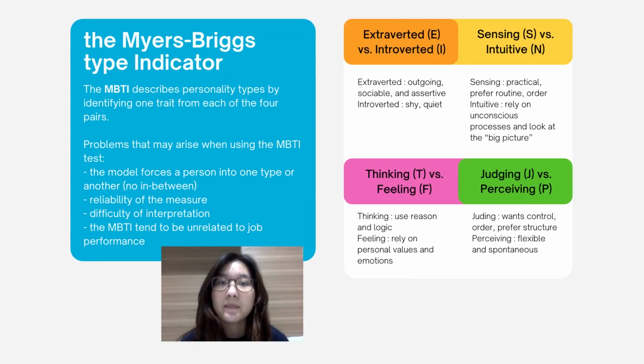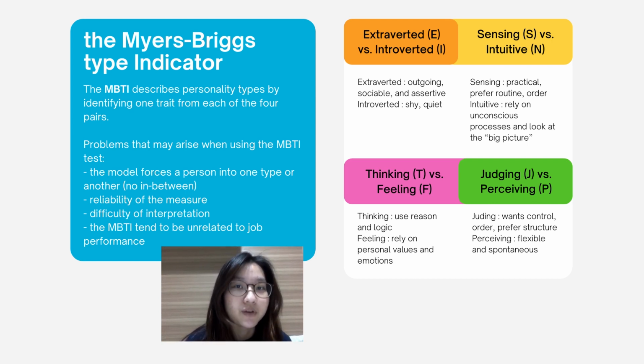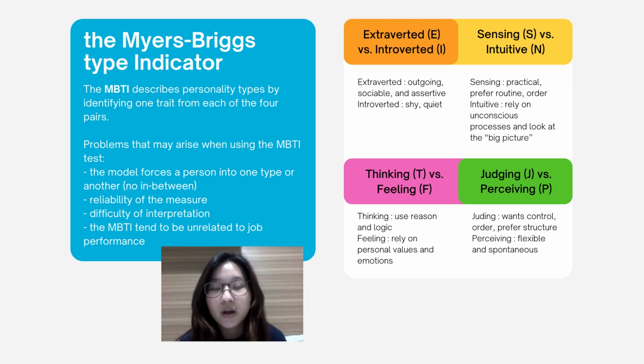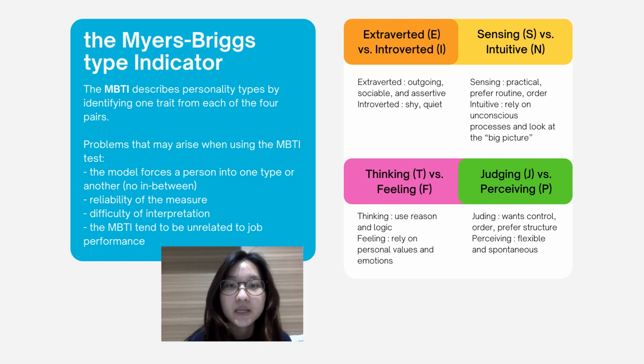When talking about personality frameworks, many of our behaviors come from our personalities. Therefore, by understanding someone's personality, it can help us predict their behaviors. The most widely used and best known personality framework is the Myers-Briggs Type Indicator, or, as we are usually more familiar with the term, the MBTI test. The MBTI test describes the personality of a person by identifying one trait from each of 4 pairs. So what are the 4 pairs?